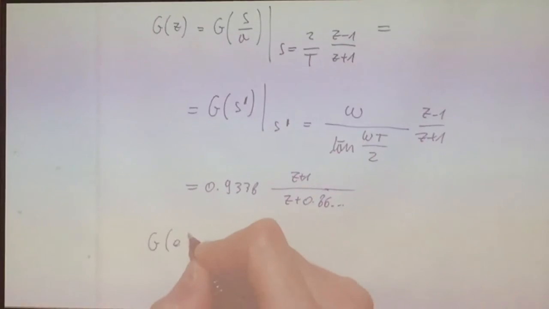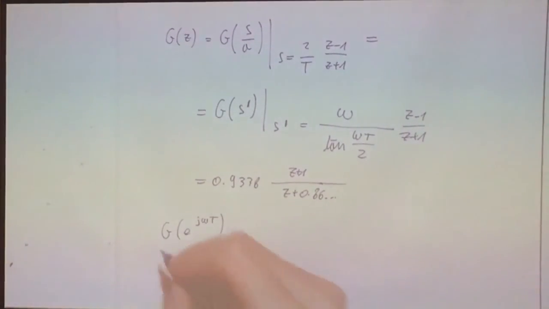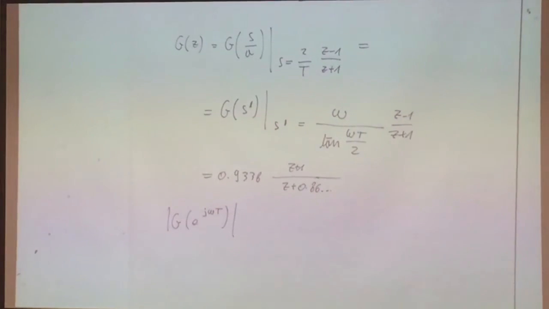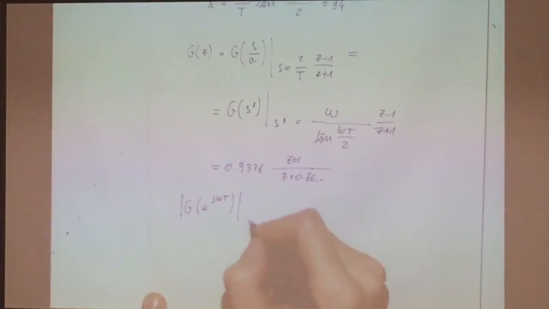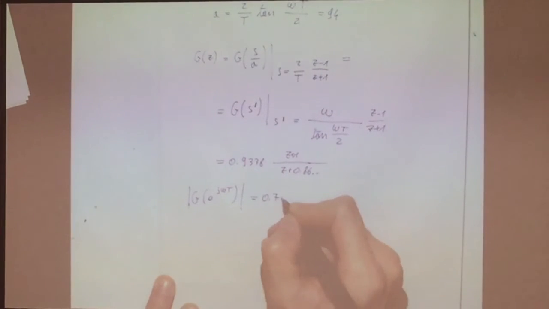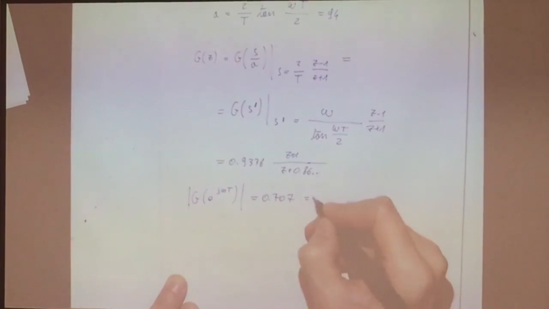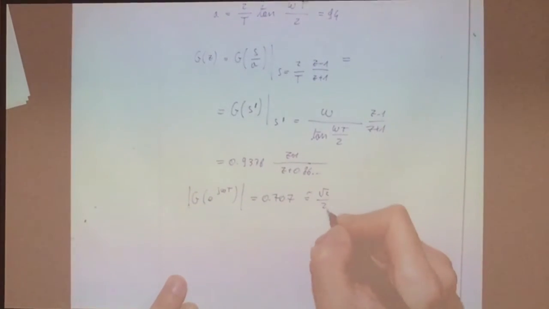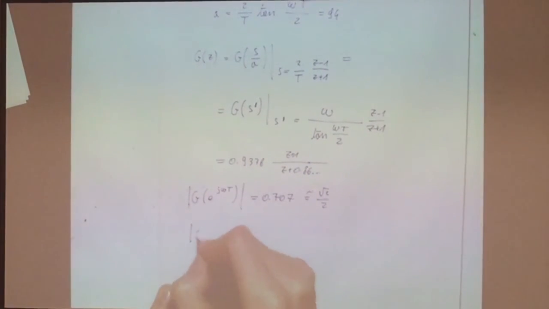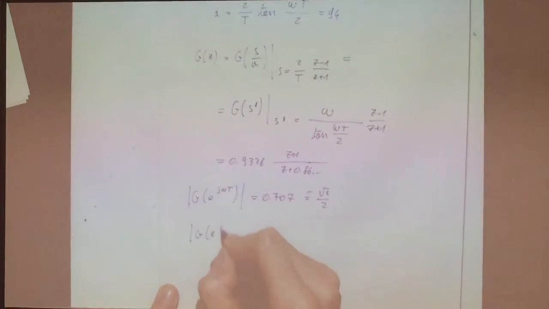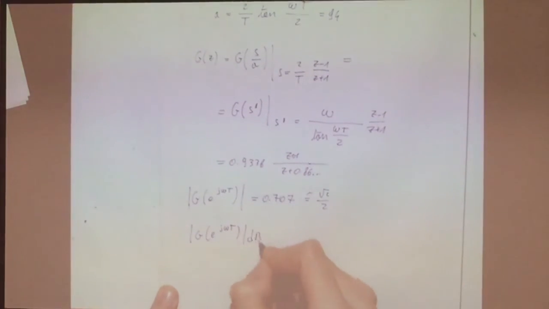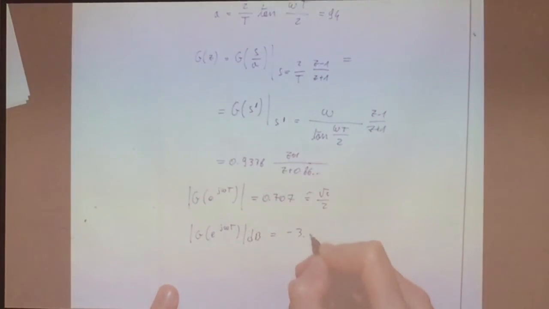G evaluated in e to the power of j omega T, and we calculate the magnitude. Same way as before, you do the substitution, you put the numbers in, and you get 0.7 or something, 0.707, and so on. Do you recognize this number? This is very similar to square root of 2 over 2. In fact, if you compute the magnitude of G(e^(j omega T)) in dB, you get minus 3.01 dB.